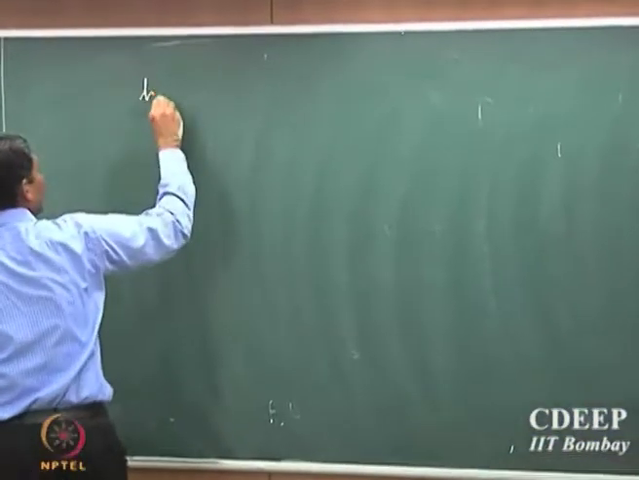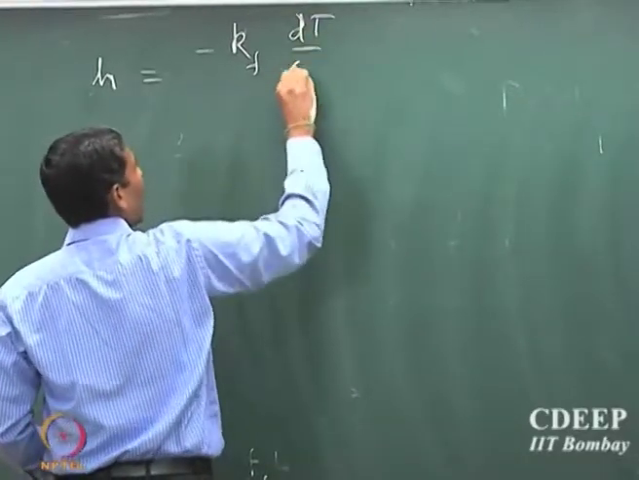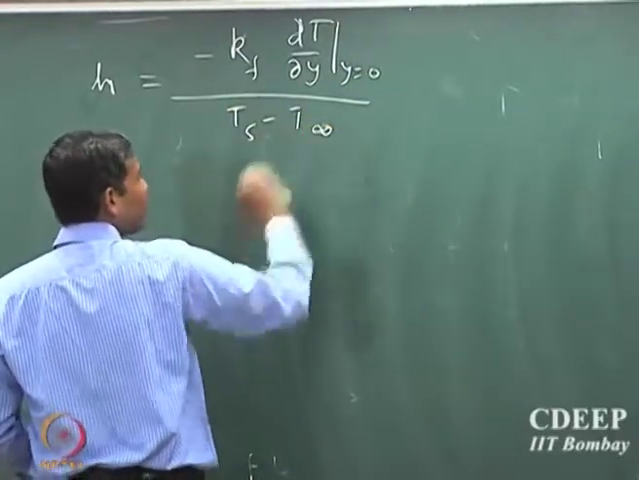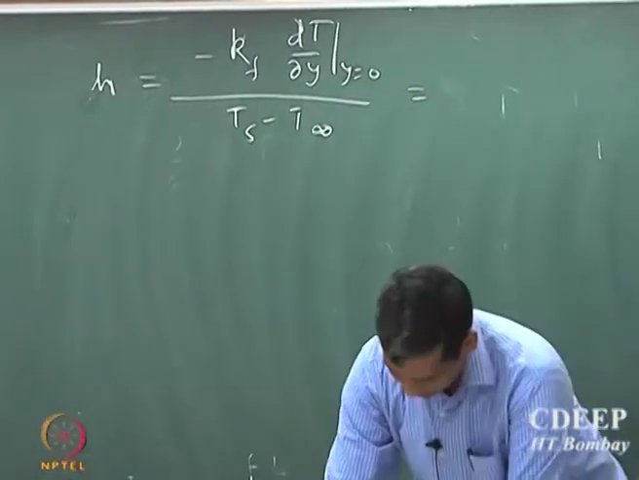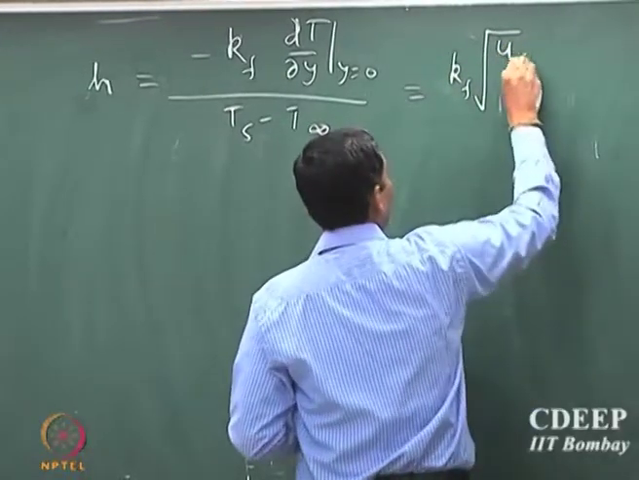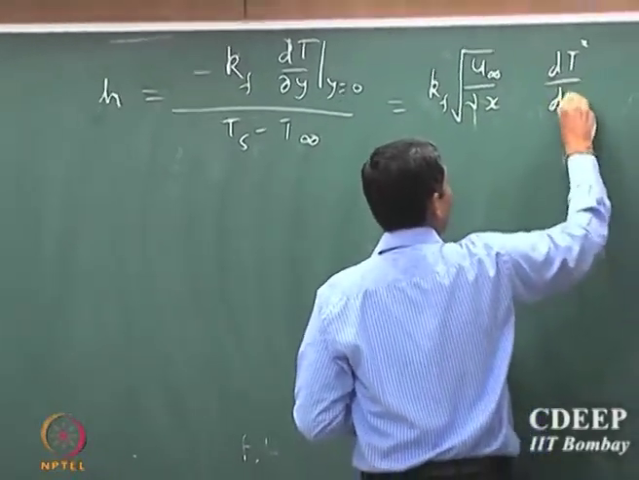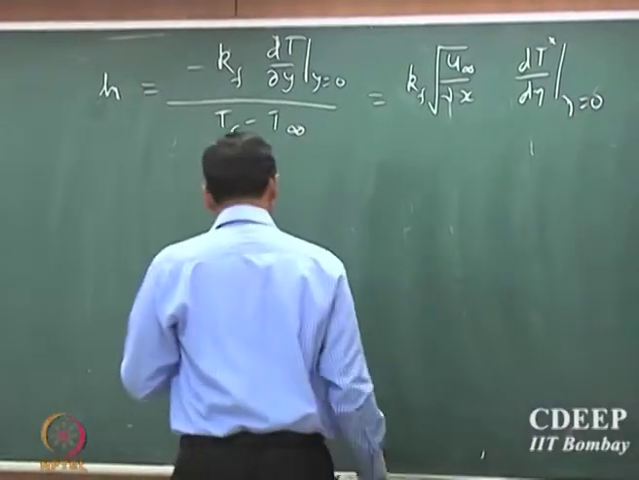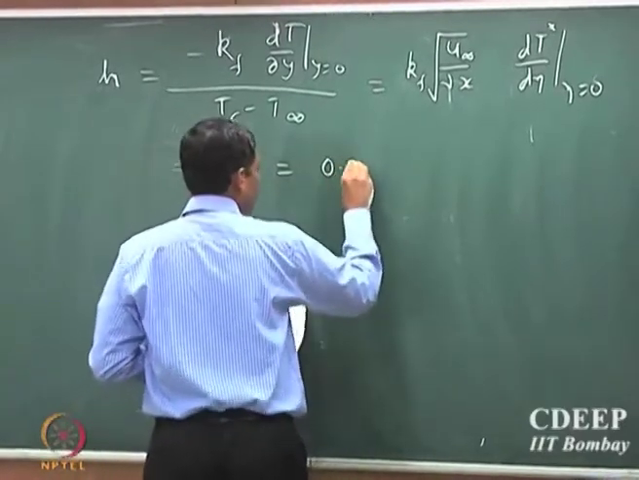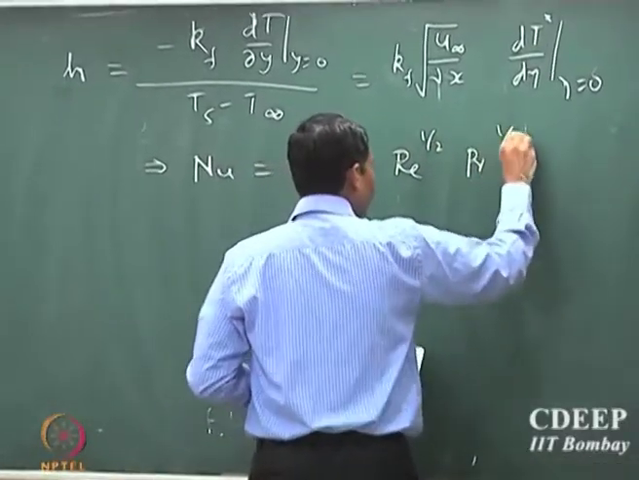So the heat transport coefficient is minus k dT/dy at y equal to 0 divided by Ts minus T infinity. So we introduce all the scaling, and that will turn out to be kf into square root of u infinity by mu into x into dT star by d eta at eta equal to 0. And so from here you will find that the Nusselt number is equal to 0.332 Reynolds number to the power of half into Prandtl number to the power of 1 by 3.